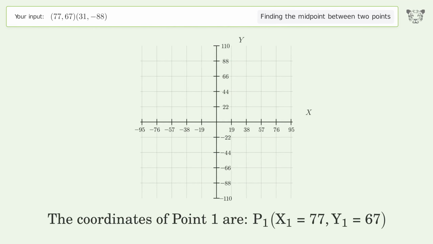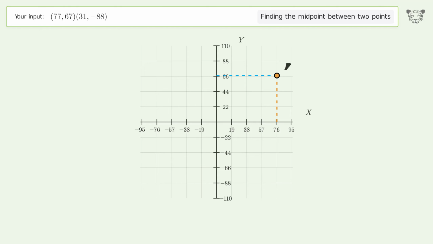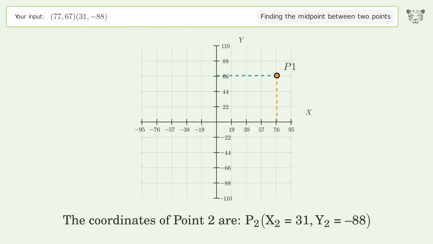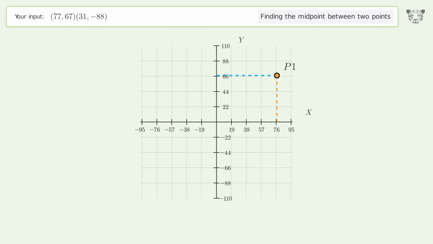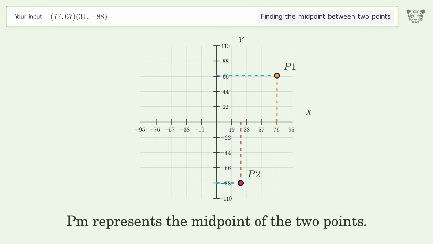The coordinates of point 1 are, x1 equals 77, y1 equals 67. The coordinates of point 2 are, x2 equals 31, y2 equals negative 88. PM represents the midpoint of the 2 points.